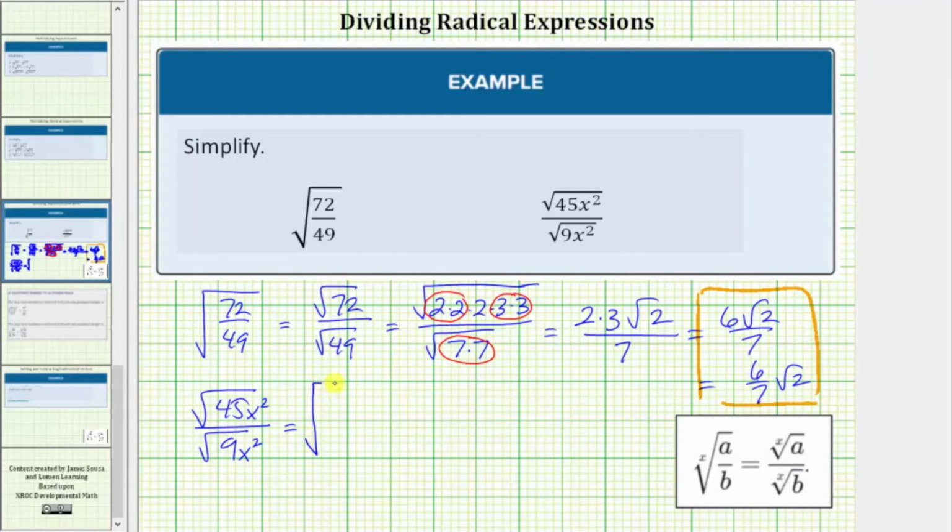We'd have the square root of 45x squared divided by 9x squared. In this form, notice how 45x squared is equal to 5 times 9x squared. We still have divided by 9x squared. And 9x squared divided by 9x squared simplifies to 1. And therefore this simplifies nicely to the square root of 5. We would get the same result if we simplified the numerator and denominator separately, but using this method does save us some time.